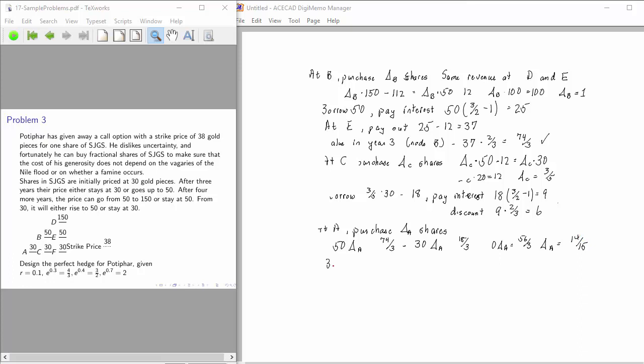How's he going to do this? Well, of course, he's going to borrow enough to buy 14/15 of a share. That's 28 gold pieces. And over the first 3 years, he's going to have to pay interest on that loan, which is equal to 28 times 4/3. That's the growth factor for 3 years at this interest rate, minus 1, or 28/3.